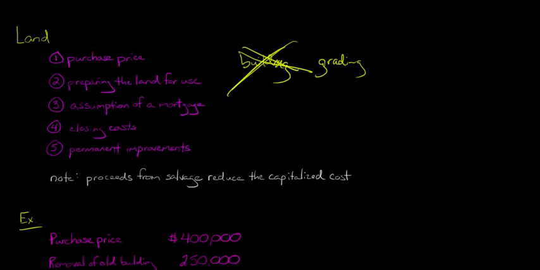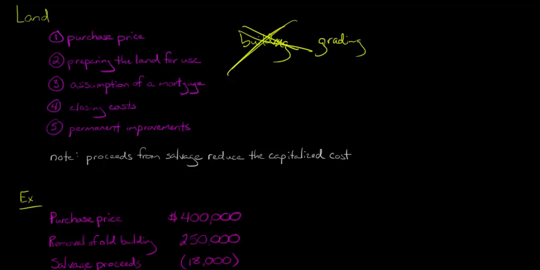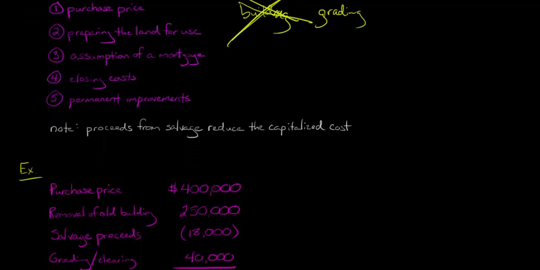But let's say there are some other things going on. Let's say you had to remove an old building in order to build a new building. Well, that's $250,000 that it costs you to get the wrecking ball out there to get rid of that old building. So that's going to be part of the asset's value. But then when they come out and they destroy the old building, you get some proceeds. You sell some of that material to the scrapyard for $18,000. So that's going to be subtracted from the value. That's going to reduce the capitalized value.